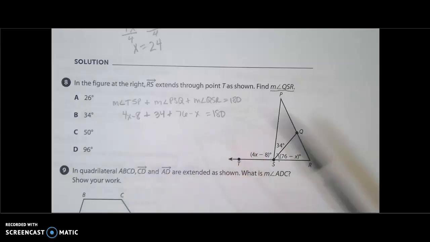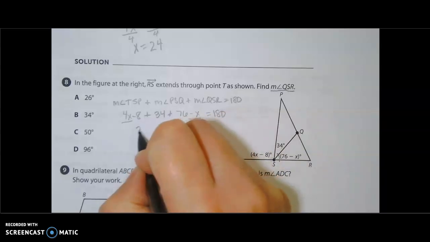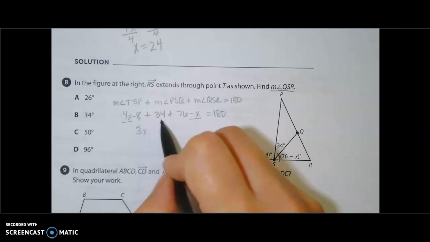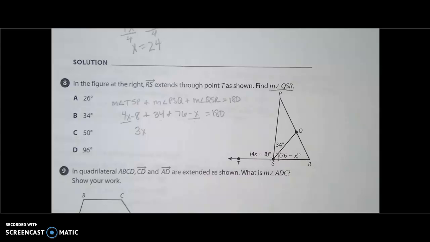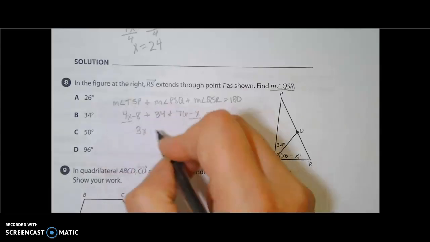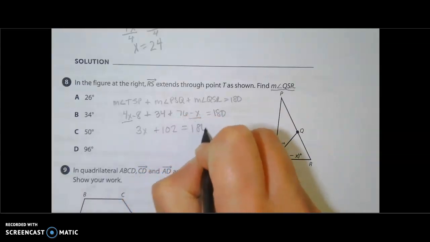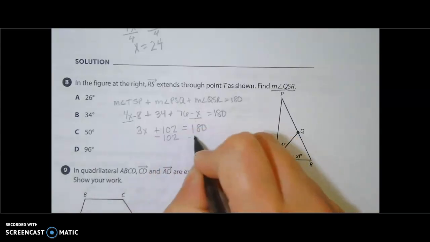Knowing this, now we're going to combine like terms. So I have 4x and a negative x. So that's going to give me 3x because I'm going to do 4x minus 1x. And then I'm going to do negative 8 plus 34 plus 76, or 34 plus 76 minus 8. Remember commutative property, and as long as I keep the negative with the number that is negative, then we are okay. So when I do that math, I get 102. And that equals 180. From here, I'm going to subtract 102 because I'm going to solve for x.